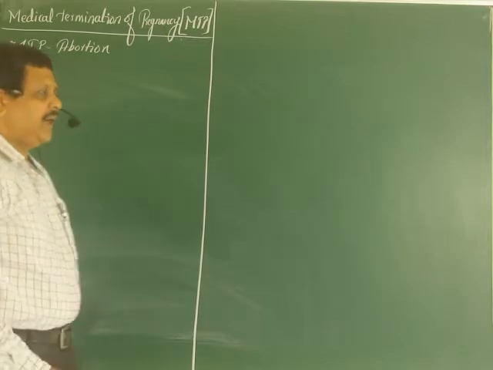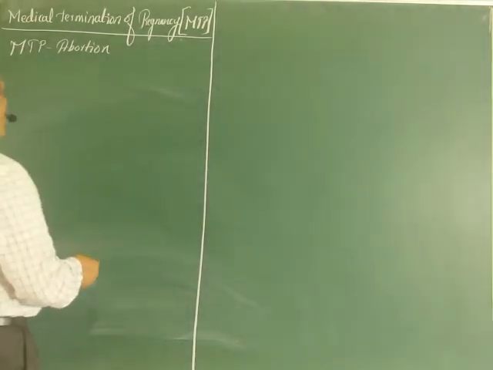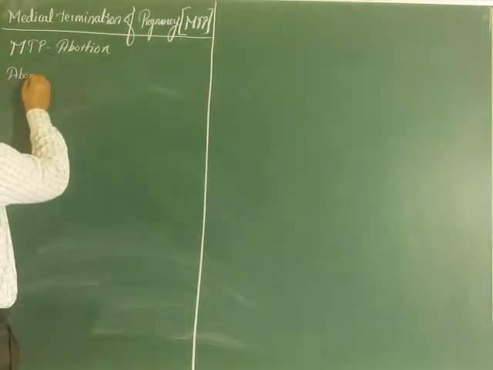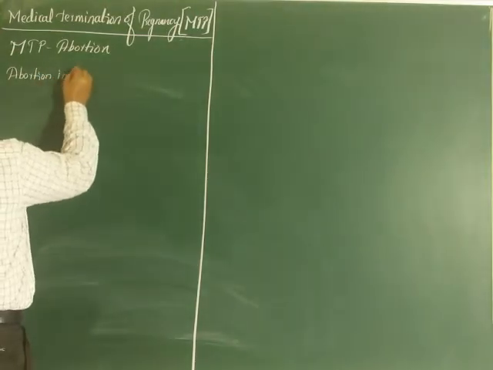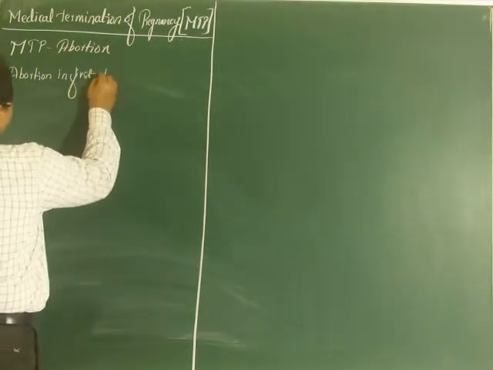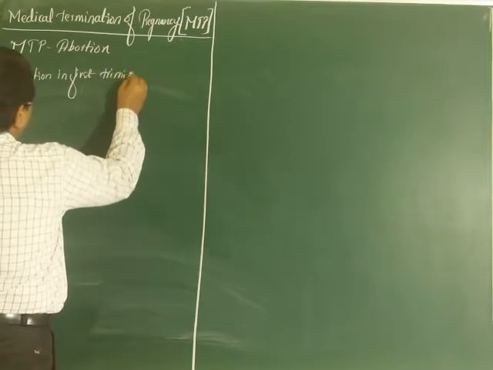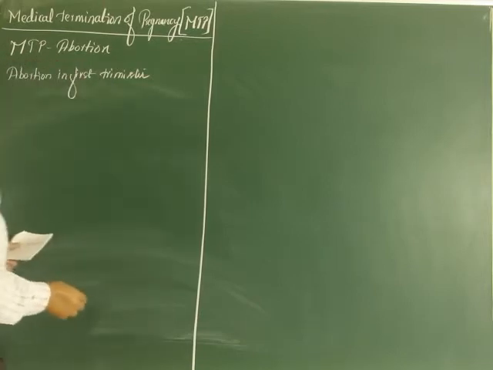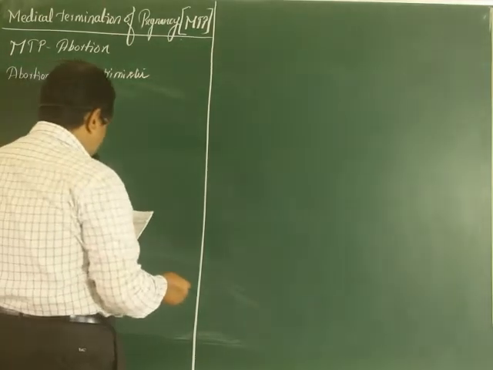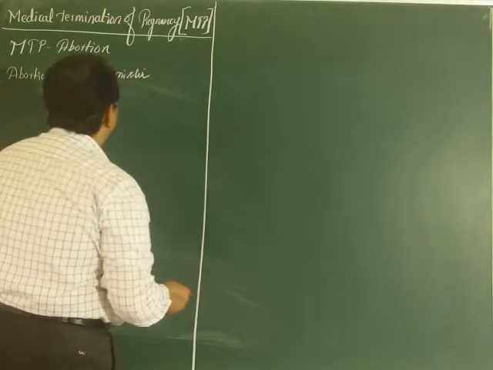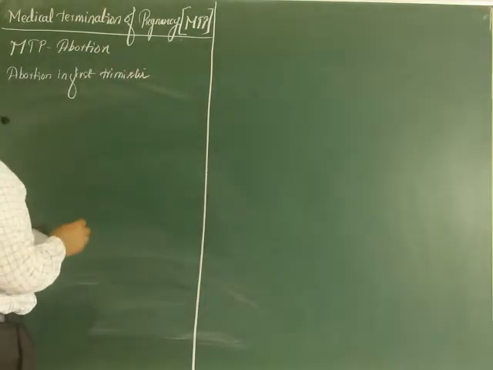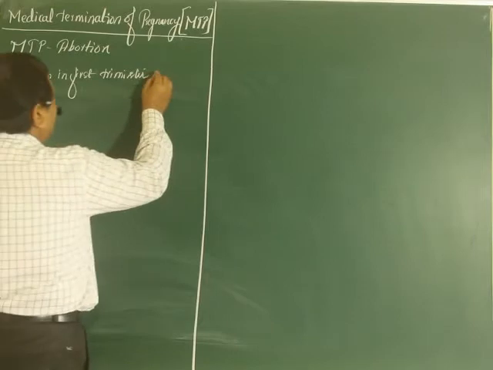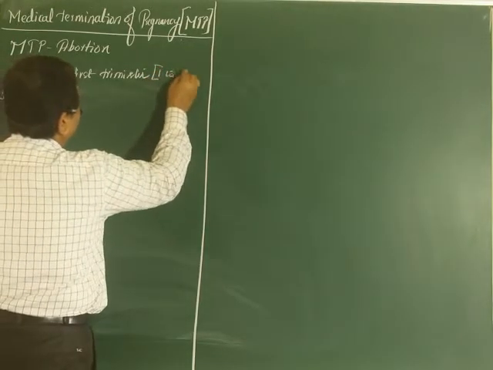And there are different types of abortion, but the safest one is abortion in the first trimester. First trimester means the first 3 months, when abortion is safe, and many countries have legalized abortion. In India, first trimester means 1 to 3 months.